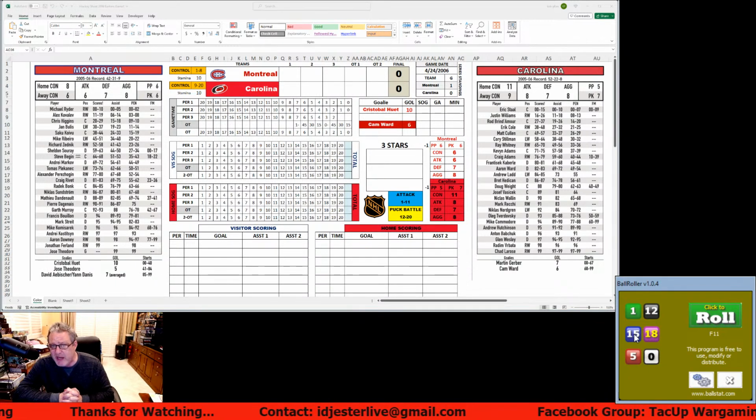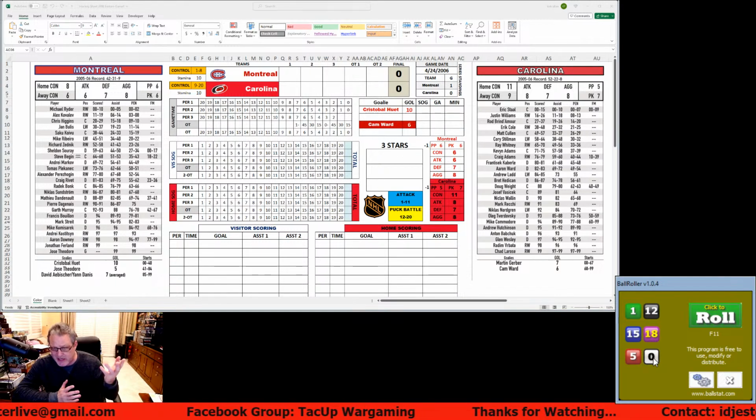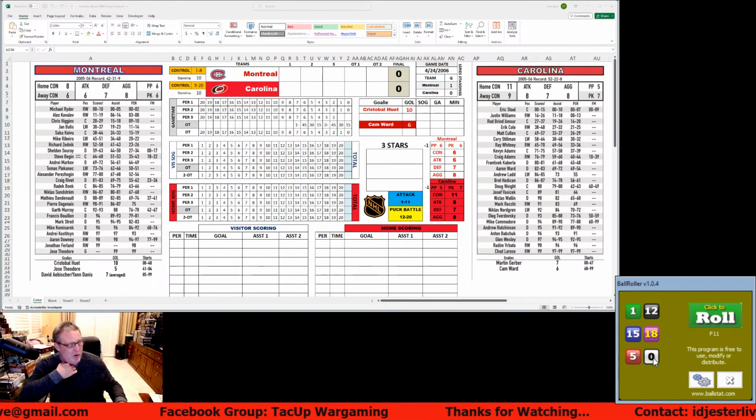Control factor is 1-8 for Montreal. Carolina is 9-20. And then we'll look at the pink 18 dice to see if the number falls within the defender's range for Montreal. Their defensive range is 7, and for Carolina it is also 7. And then of course the red and white at the very bottom are 2d10s, and it's a percentile dice. So hopefully all that makes sense.